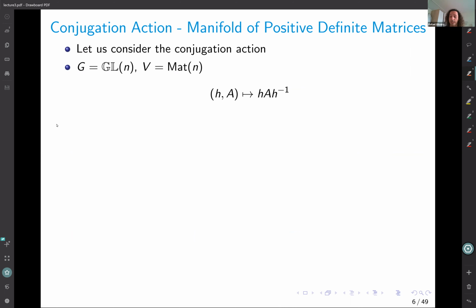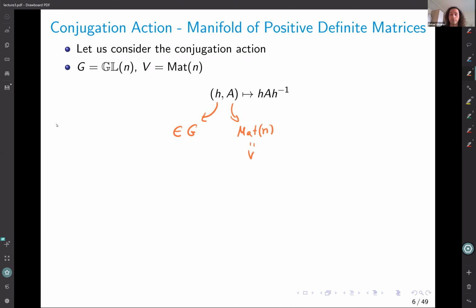So if we look at the conjugation action, let's just use it as our template example for today. Everything is a generalization of what we're going to see today for the conjugation action. Let's consider the conjugation action, where our group is the general linear group acting on the space of n by n matrices. H is our group element, and A is in our vector space. We take the element A to the element H A H inverse.